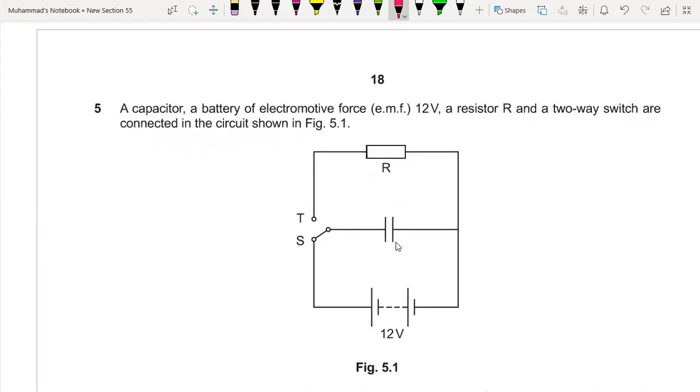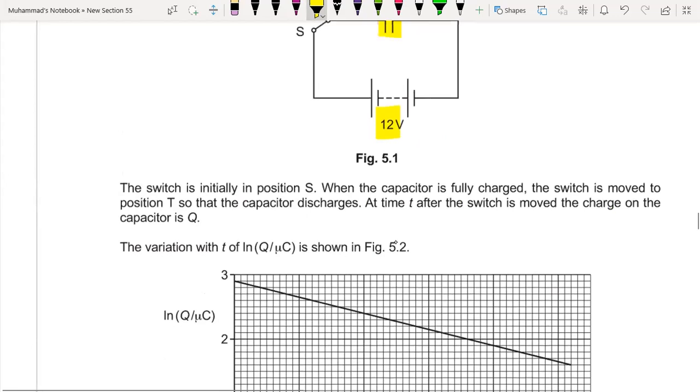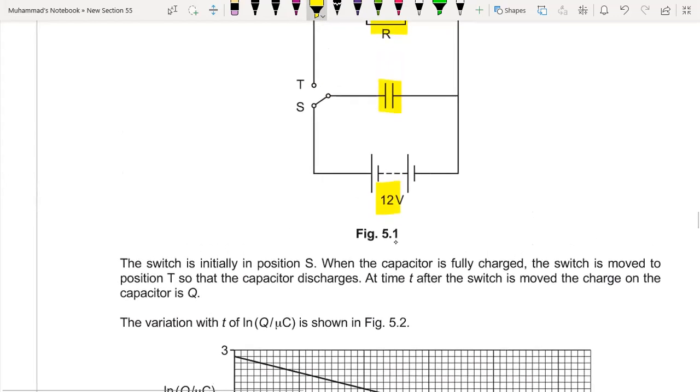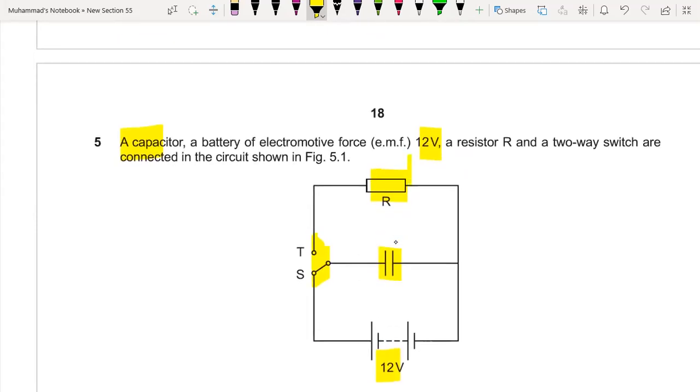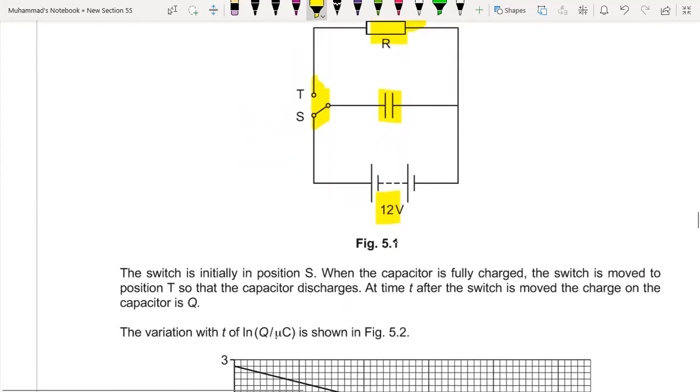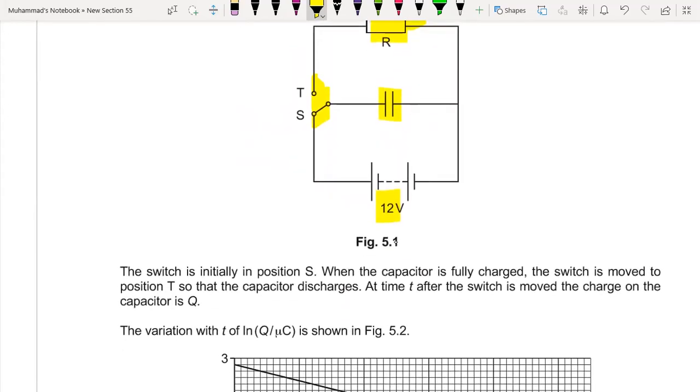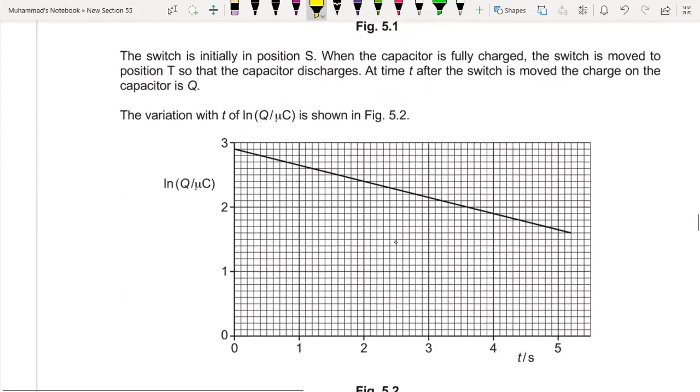Let's move towards the next question, question number 5. Capacitor, a battery of EMF 12 volt. This is capacitor and this is resistor. The switch is initially in position S. Initially, the capacitor is charged. When you move this switch towards T, the capacitor will discharge through this resistor. Okay. So by connecting capacitor across 12 volt, you are charging the capacitor, and by connecting this across R, you are discharging it.